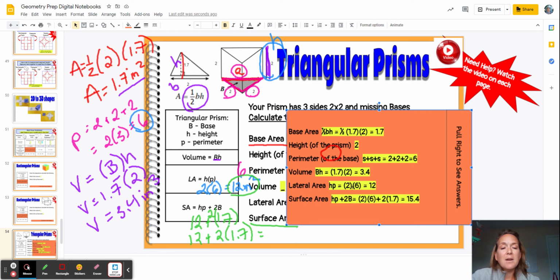So our lateral area is the same. That 2 times 6 is 12. And then the 2 bases. One base is 1.7. Another base is 1.7. When you do 12 plus 3.4, you get 15.4.